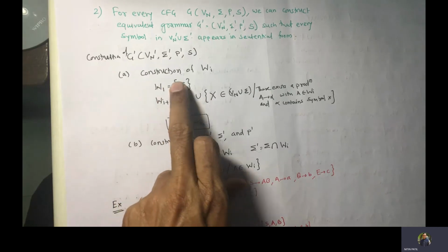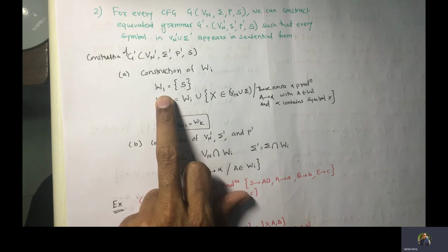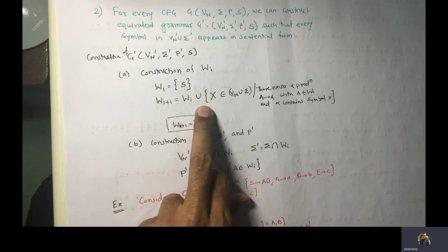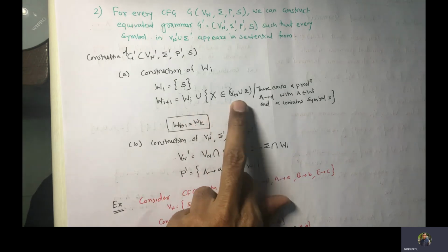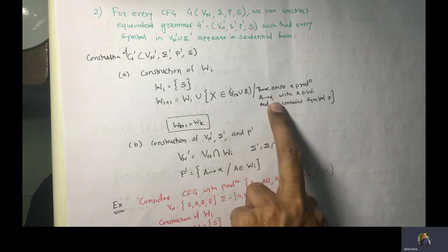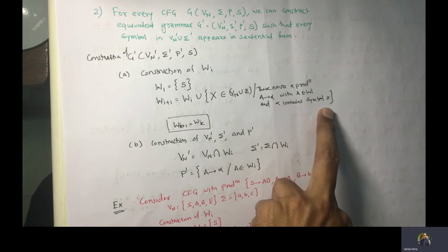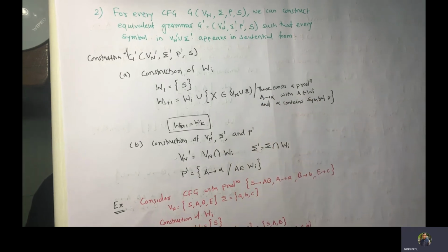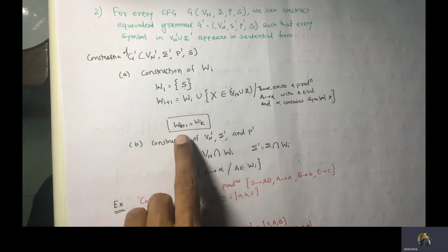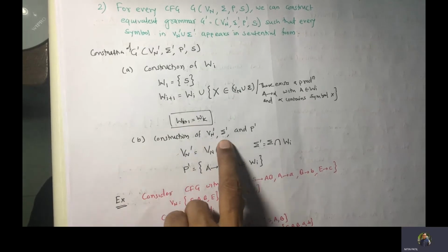For that purpose, we will start with the construction of Wi. Wi would be constructed like this. The initial configuration will have W1 equal to S. Now the next W will be constructed as Wi plus 1 equal to Wi union the symbol X, which would be either a variable or an input symbol, such that there exists a production A gives alpha with A belonging to Wi and alpha containing symbol X. Fine. And then ultimately we terminate this construction whenever you get both W's to be the same.